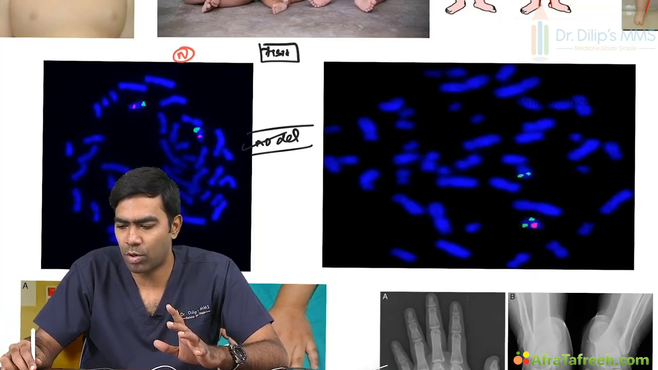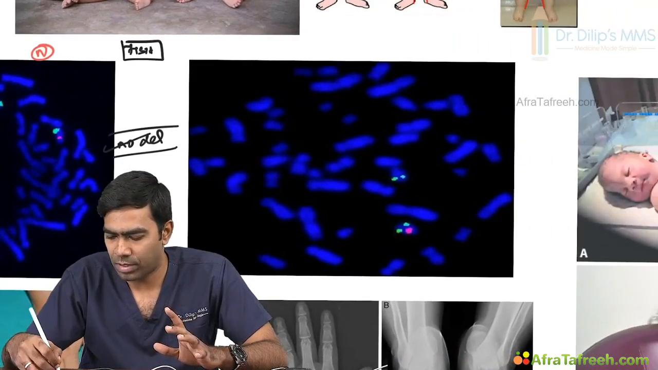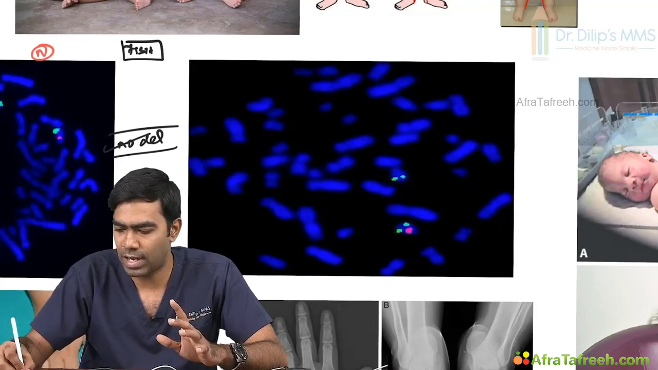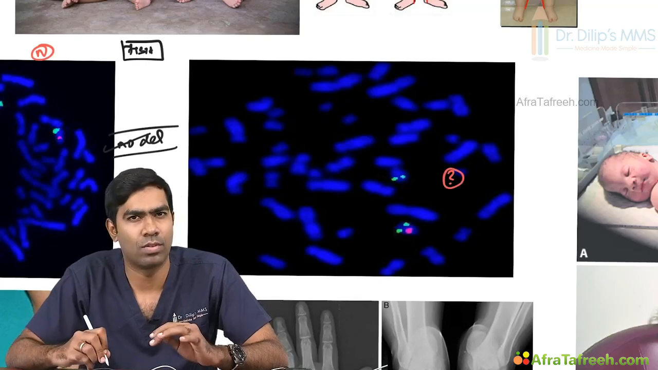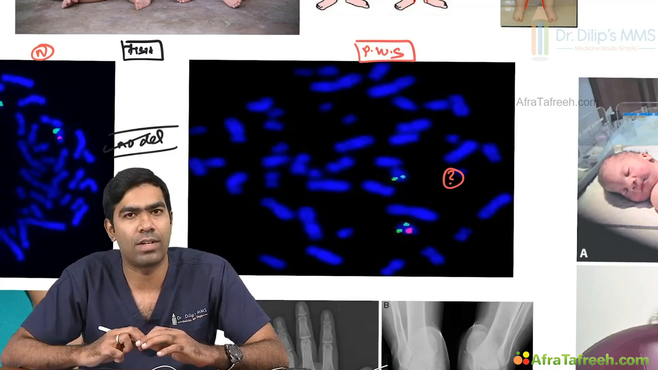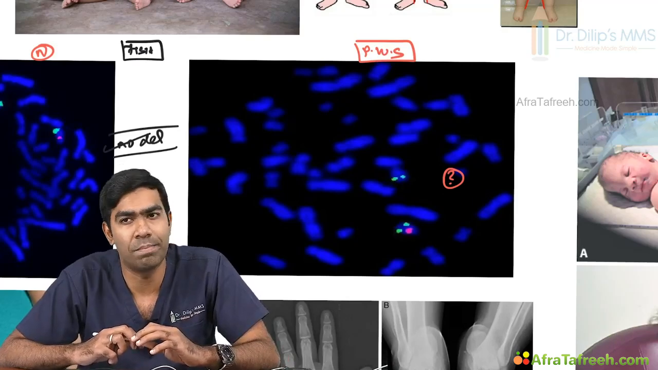FISH is not showing any abnormality. That's what I'm going to comment on. But whereas here, I'm seeing only one red dot, I'm not seeing the other red dot. So where is the other red dot here? So this is suggestive of a deletional form of Prader-Willi syndrome, where one of the FISH probes for 15q11-13 is actually missing.